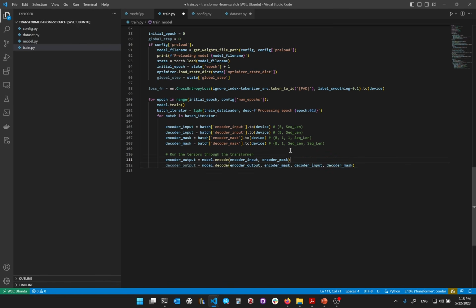Okay, as we know, the output of the model.encode will be batch, sequence length, d-model. Also the output of the decoder will be batch, sequence length, d-model, but we want to map it back to the vocabulary, so we need the projection. So let's get the projection output.